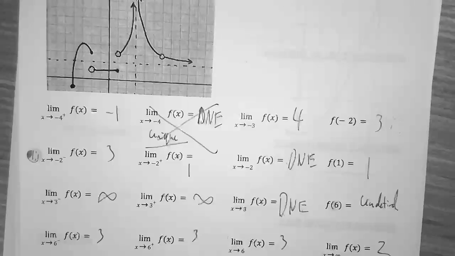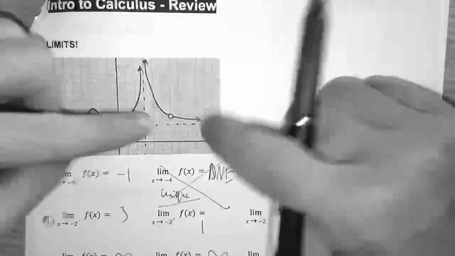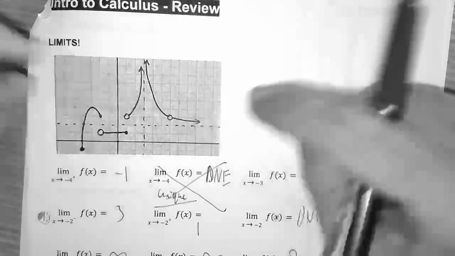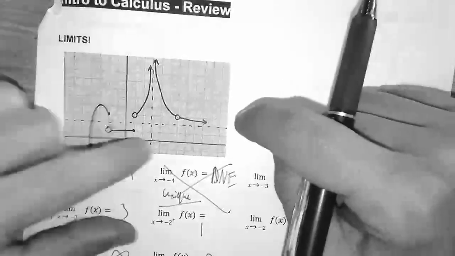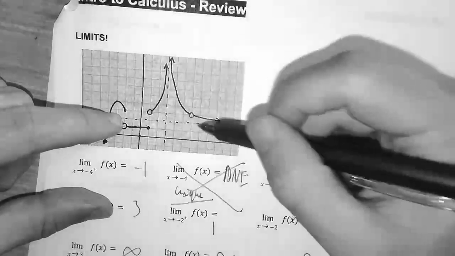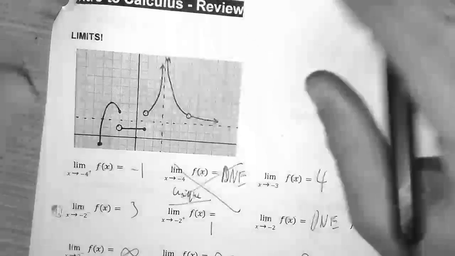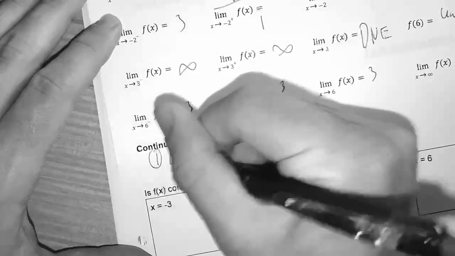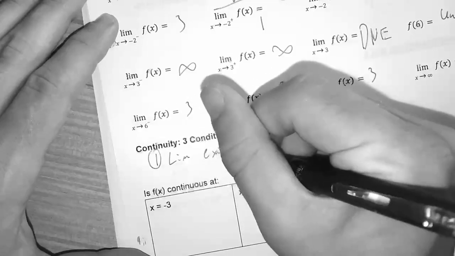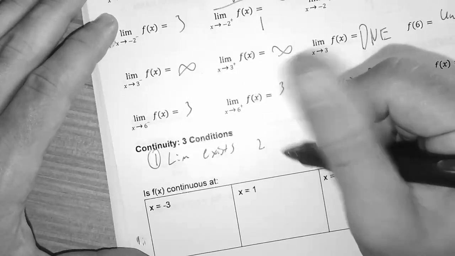Okay? Alright, so again, they have to meet. They can be open, but they have to meet for the limit to exist. They cannot be mismatched like at negative 2 and 1 or at 3. And to be defined, you take what's filled in. If nothing's filled in at that x value, it's undefined. Okay. Continuity, the conditions: 1, the limit exists. 2, output defined.